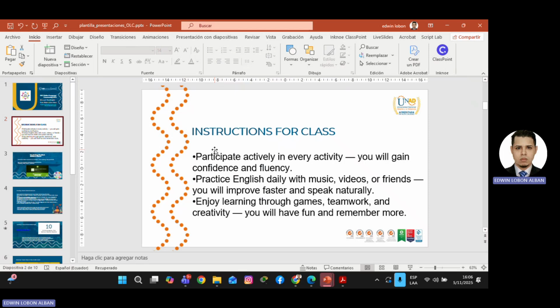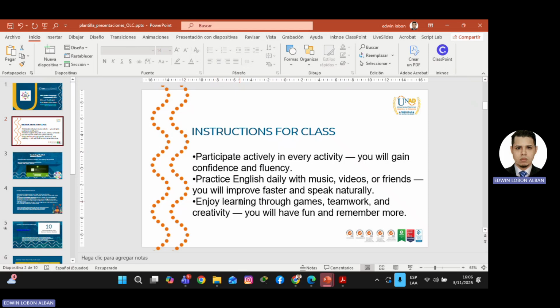If you share the instructions for the class, you say: you have to participate actively in every activity. You will gain confidence and fluency. That is a good objective for this class. And then: practice English daily with music, videos, and friends. You will improve faster and speak naturally. That's the idea, that students can feel recommended or advised by doing those activities in order to achieve their learning goals, right?